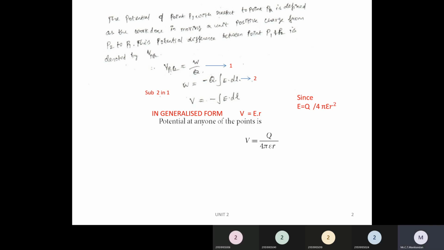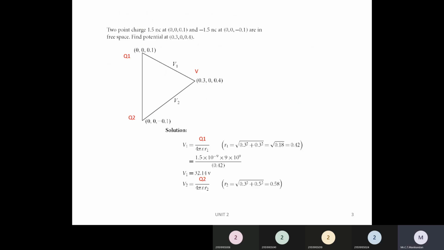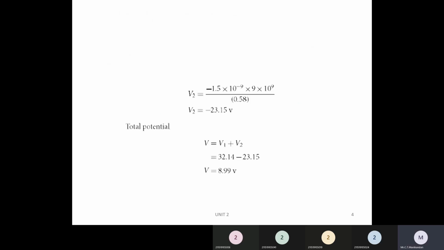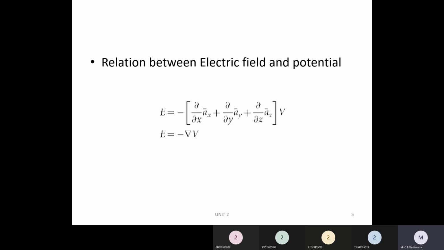These are the things we have, and we have seen the problems relating to the potential. And the simple relation between electric field and potential is E equal to minus del V. In the last class I told you about that relation. So the negative gradient of potential is what we call the electric field. That we have seen in the last session.